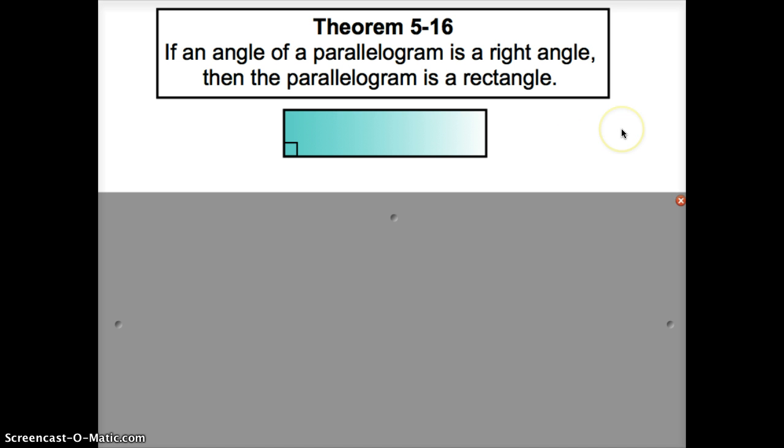If we know it's a parallelogram and we know it has one right angle, we can also determine that this parallelogram is a rectangle just by the one right angle, and I'm sure you can figure out as a proof why that would be true.